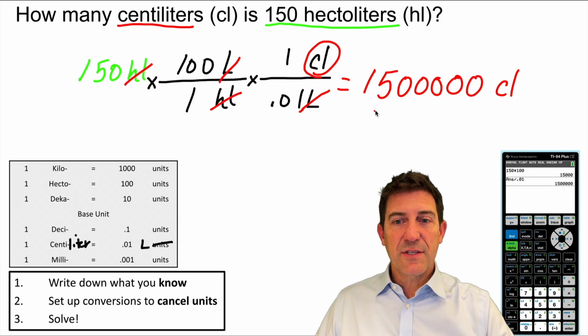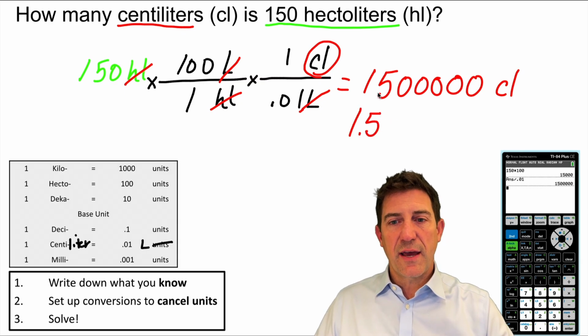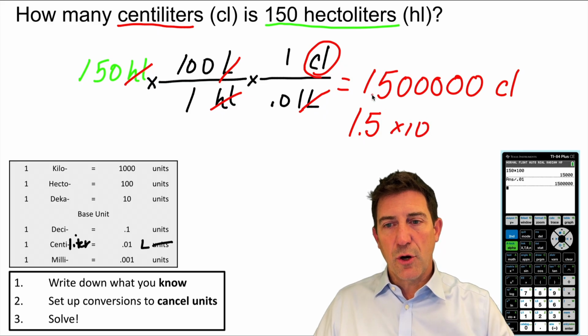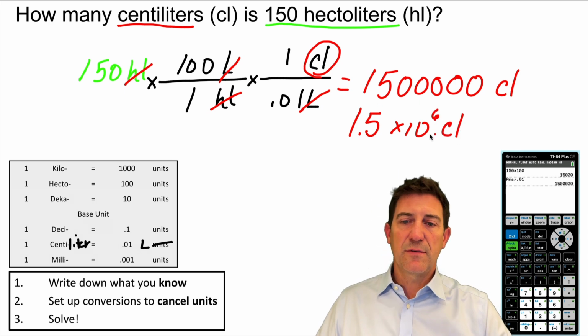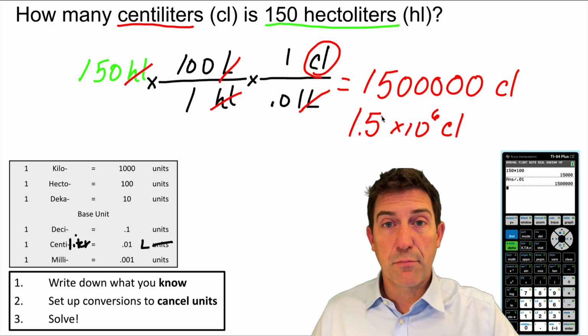It is centiliters. If I write it out in scientific notation, I have 1.5 times 10, and you would go from there 1, 2, 3, 4, 5, 6 times 10 to the 6th centiliters. Both of these answers are perfect.